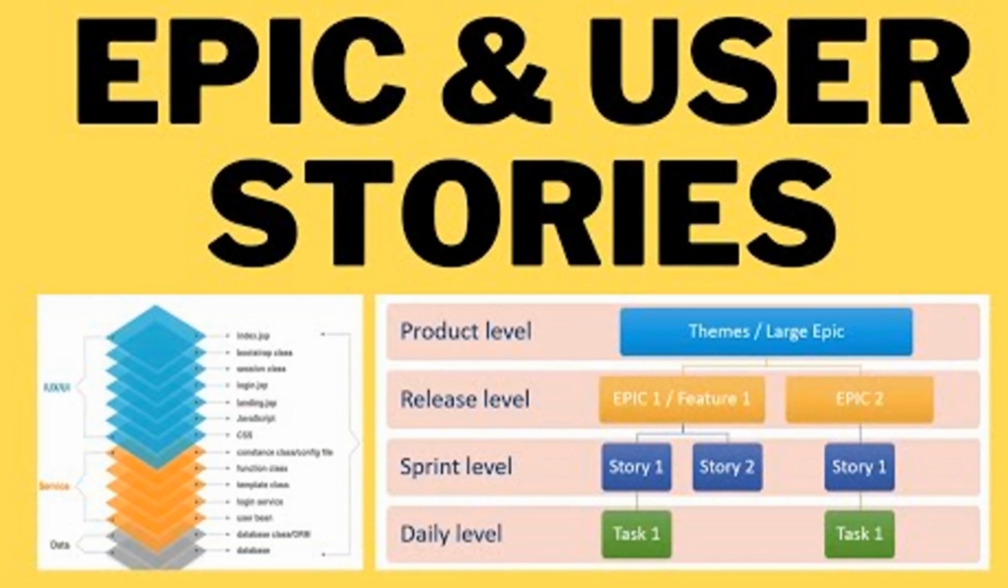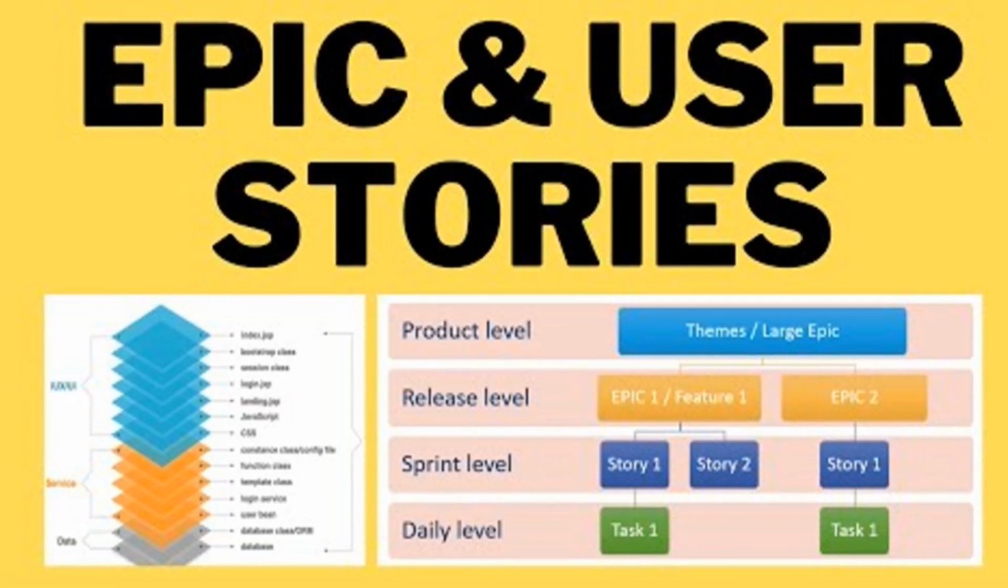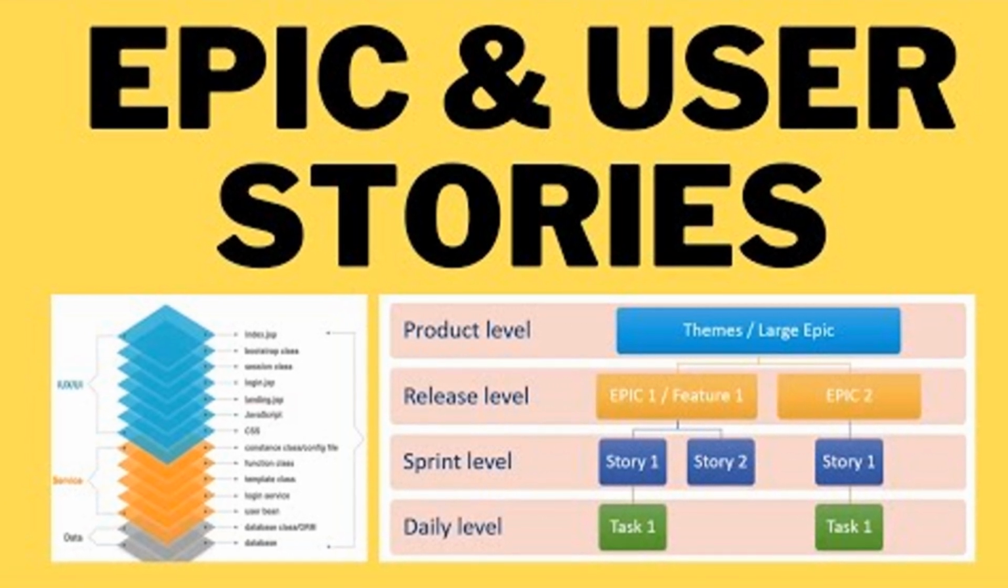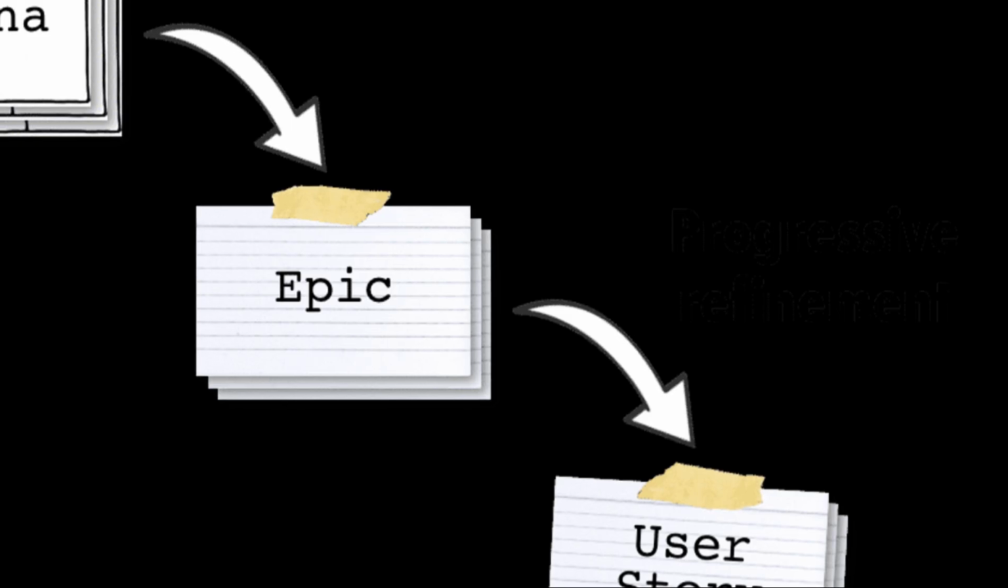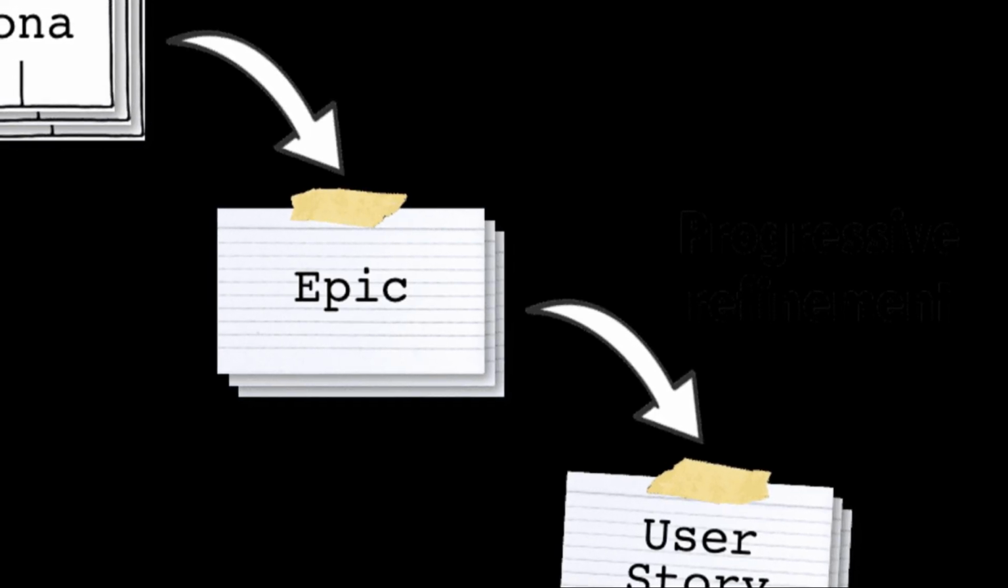To manage the scope of the renovation, you might break down the entire project into larger epics like install new cabinetry and smaller user stories within that epic, such as install soft close hinges on cabinet doors.